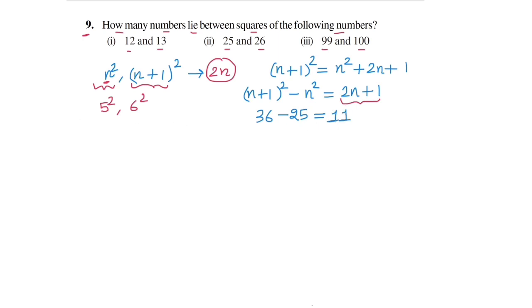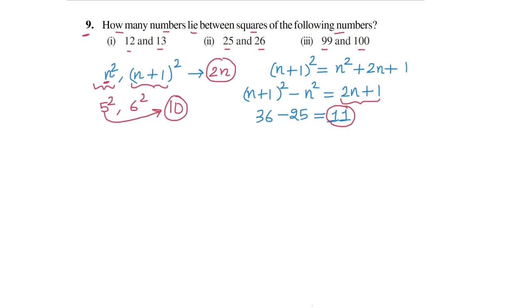Clear? And if you observe, this 11 is one more than 2 times the smaller number, that is 5. So if we do 5 times 2, that is 10 only. So 10 numbers are there in between these two squares. 2n is 1 less than their difference. Clear? So this is the concept that we are going to use while solving this type of questions.